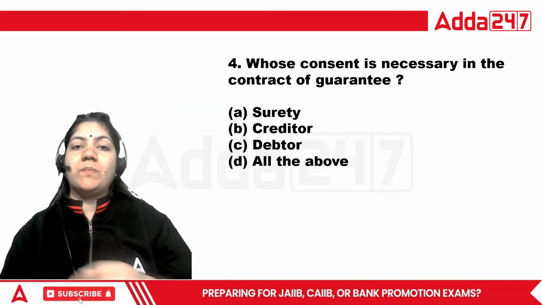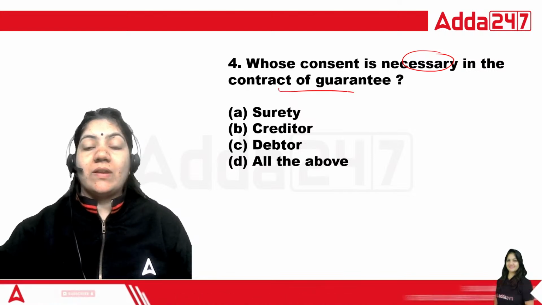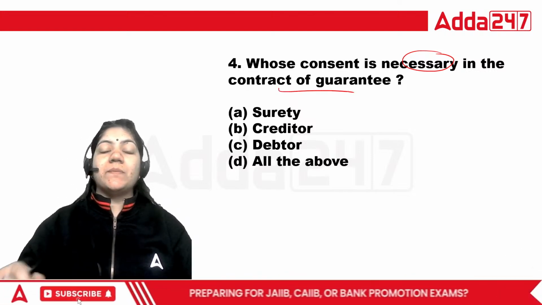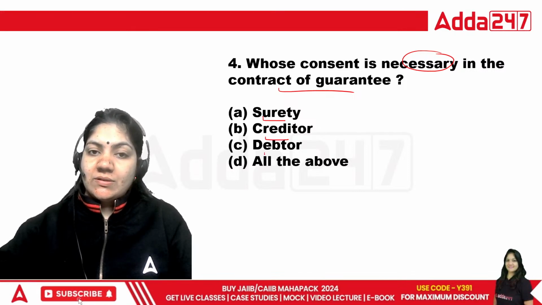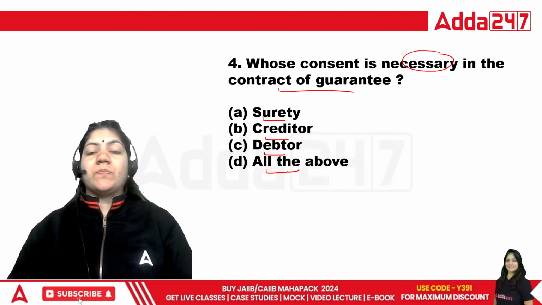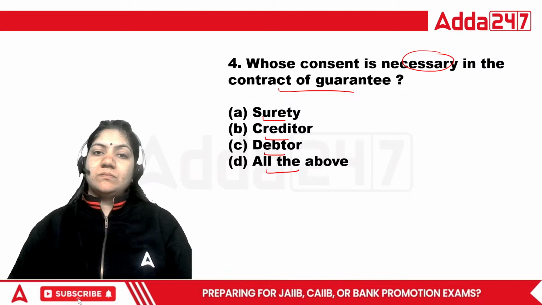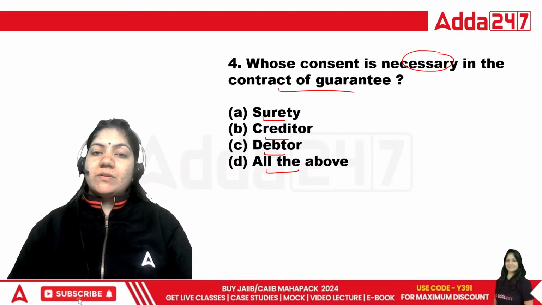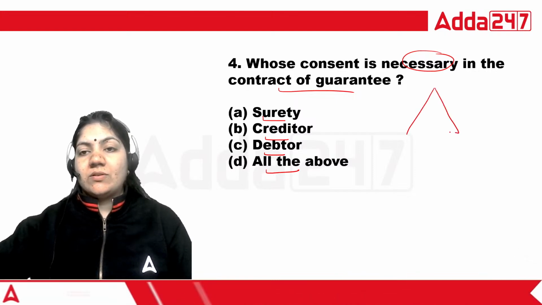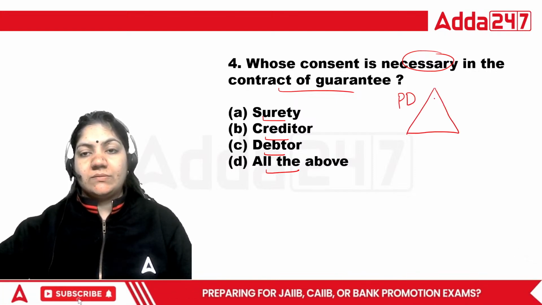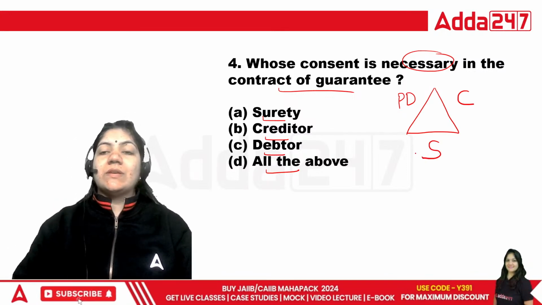Done? Now, whose consent is necessary in the contract of guarantee? Consent means free consent. Surety, debtor, creditor, or all of the above. Whose consent is necessary? Surety, creditor, debtor, and all of the above. This is your contract of guarantee. So whose consent is necessary?